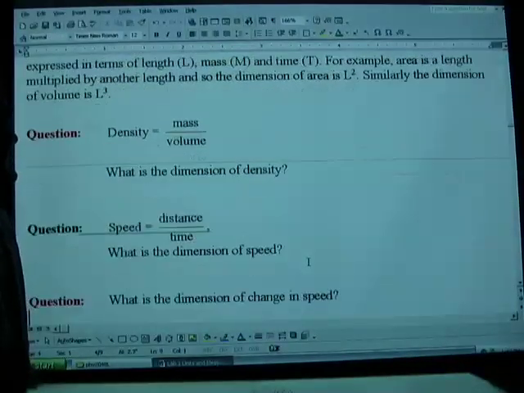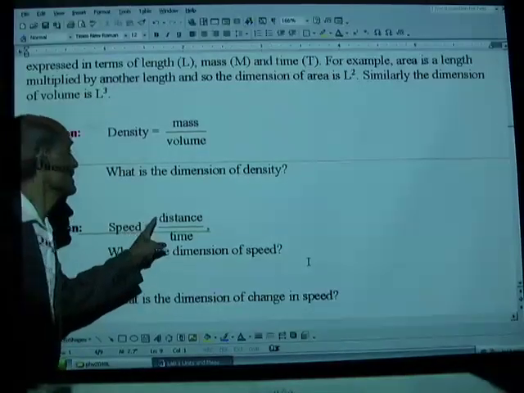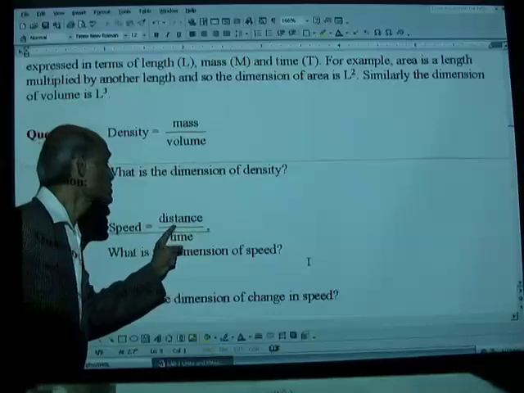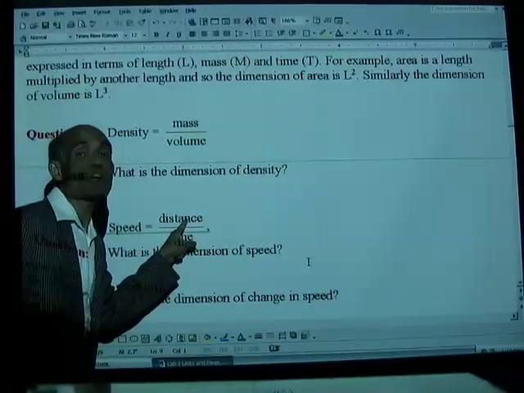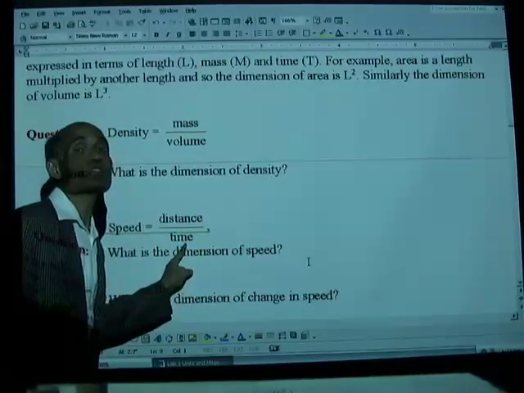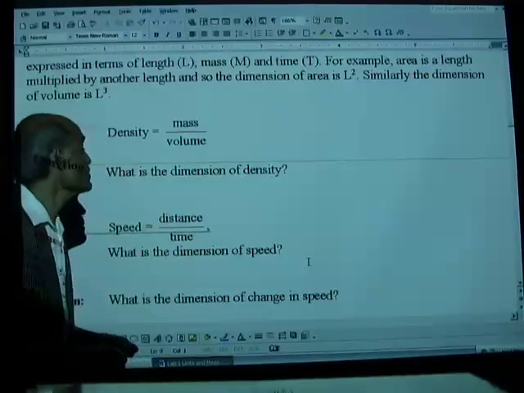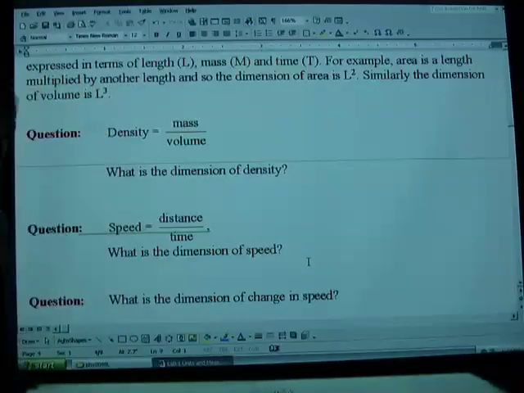Now, in the same way, what is the dimension of speed? Speed is distance divided by time. Distance is the length. And therefore, what is the dimension of distance? It is L. The dimension of time is uppercase T. So what is the dimension of speed? I want you to write it in the proper form.